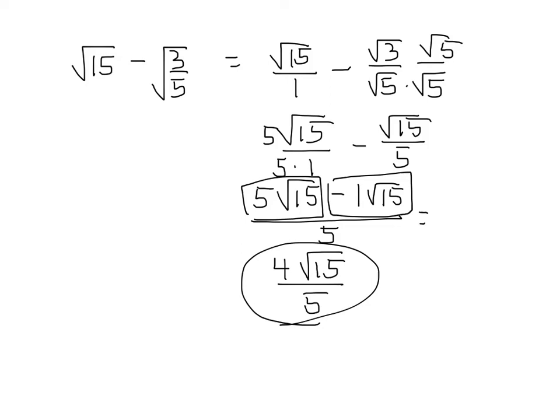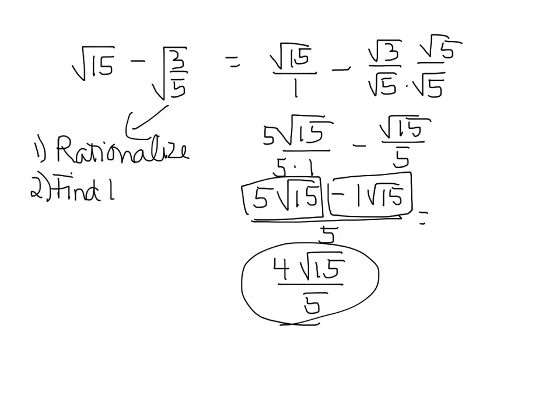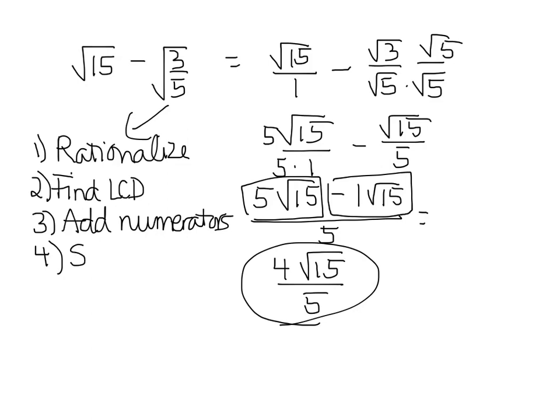You're only going to have to do a couple of problems that are like that, but do study this example in your book, and make sure you rationalize first. Then find a common denominator. Then add the numerators. And finally, if necessary, simplify.